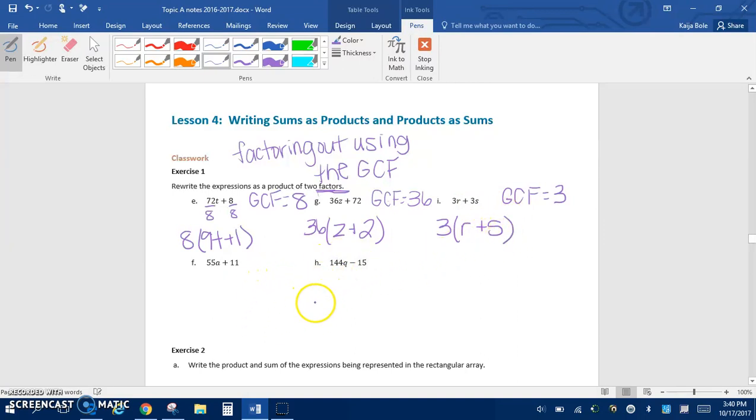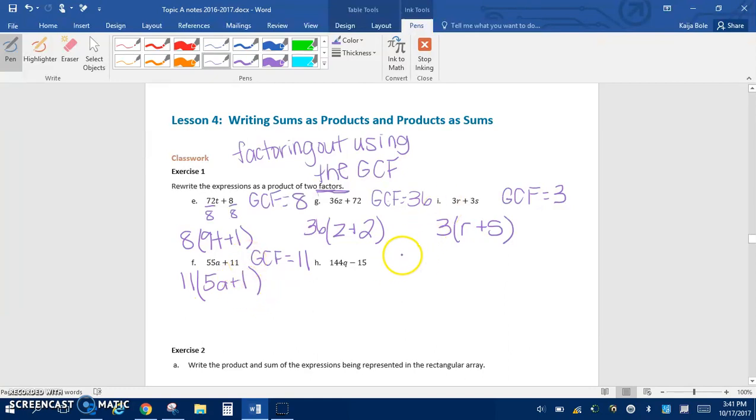Alright, on F, we have 55a plus 11. So the GCF here, if we're looking at 55 and 11, would be just 11. So we're going to factor that out. So we're putting it on the outside. So when we take 11 out of 55, then that means we have just 5a plus 1.